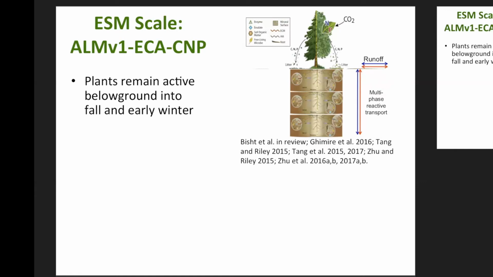This is a good example of a disconnect between observationalists and modelers. In the literature, there are now decades of data suggesting that plants remain active into the winter, especially with respect to nutrient uptake. And none of the Earth system models consider that at all. So they are, one way or another, incorrectly calculating the amount of nitrogen and phosphorus that can be taken up by these systems after senescence.